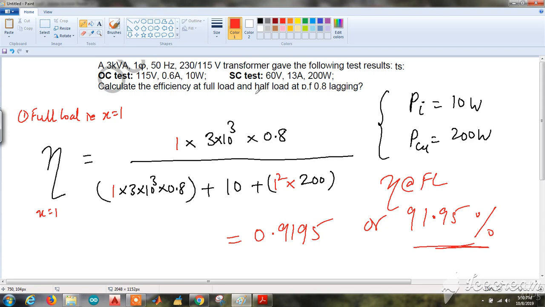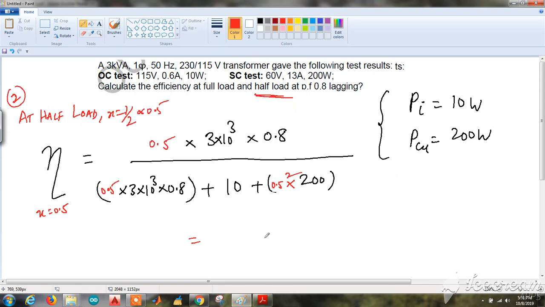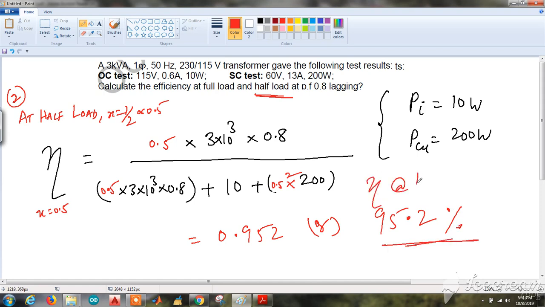Similarly, let's find at half load. Like this, I have substituted 0.5 in the place of x, and now I am getting 0.952, or in percentage I can write as 95.2%. So the efficiency at half load is 95.2%. Okay, thank you.